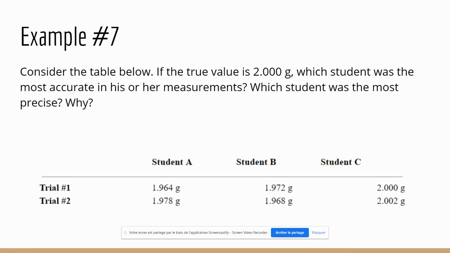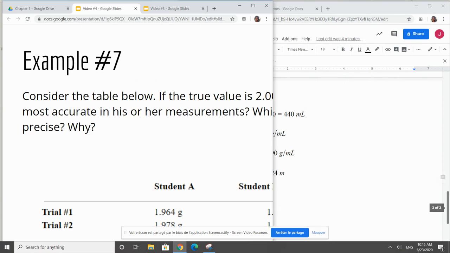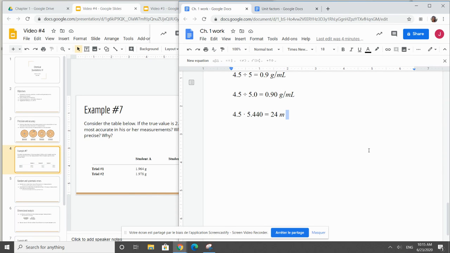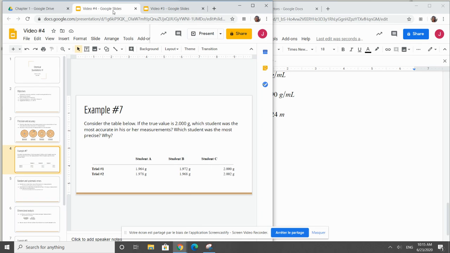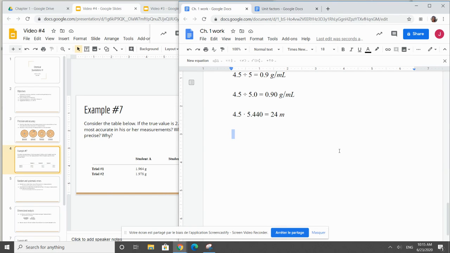Here, you don't need to draw the table. All right, so I'm just going to take a moment and answer it with you. Most students typically are able to get this one correct when I've assigned this in the past. So the most accurate is clearly going to be student C because their data is closest to the true value.